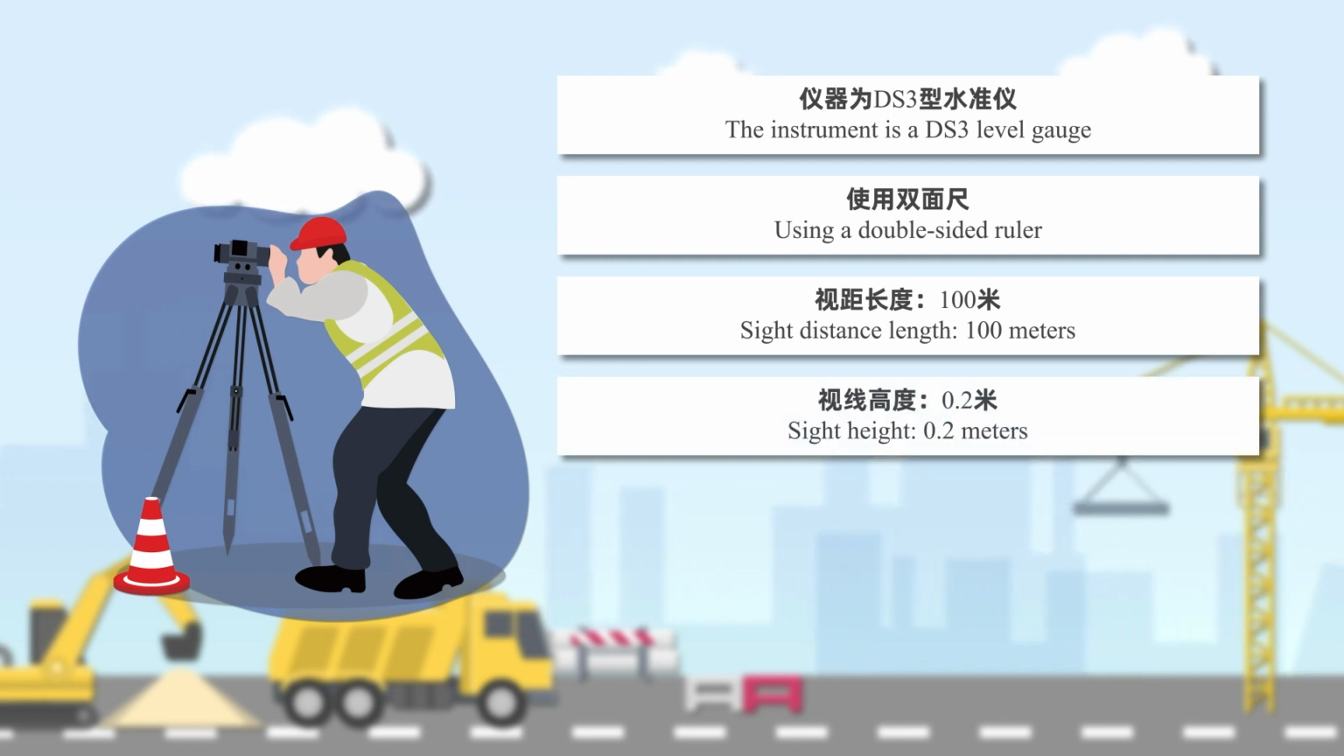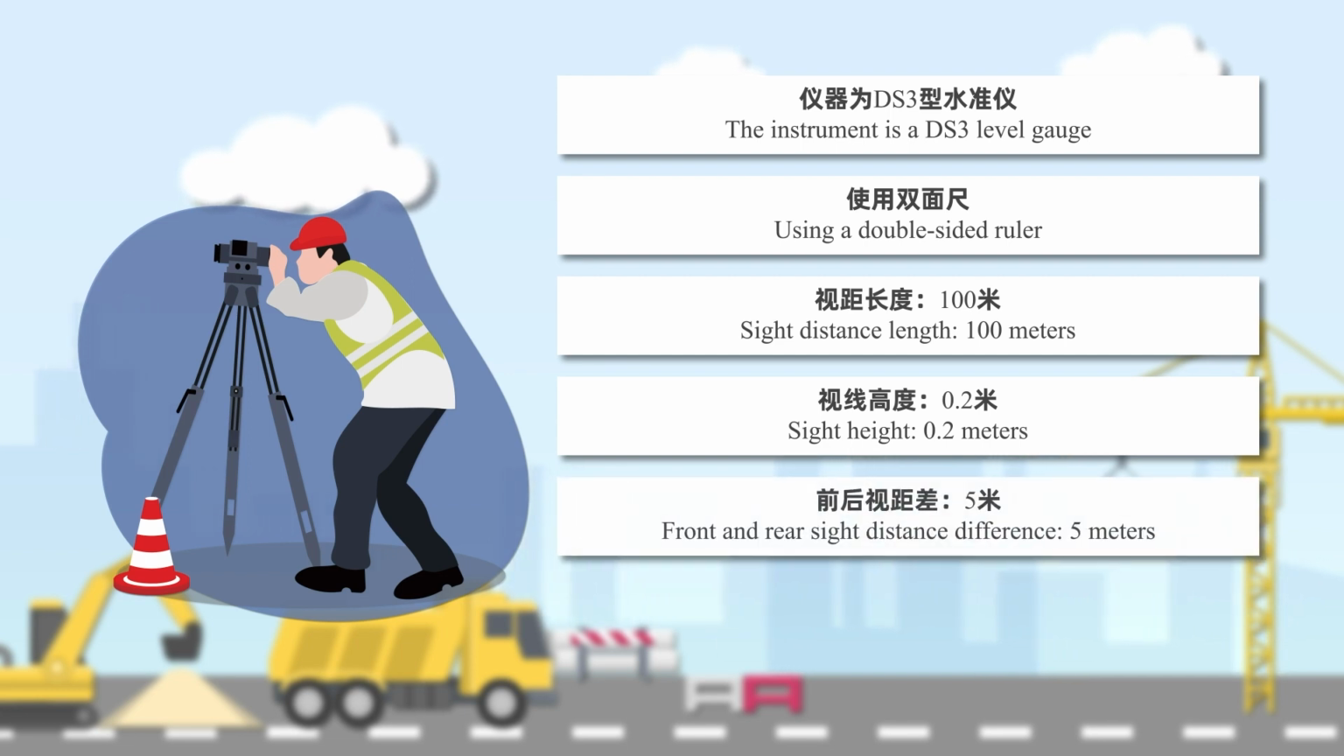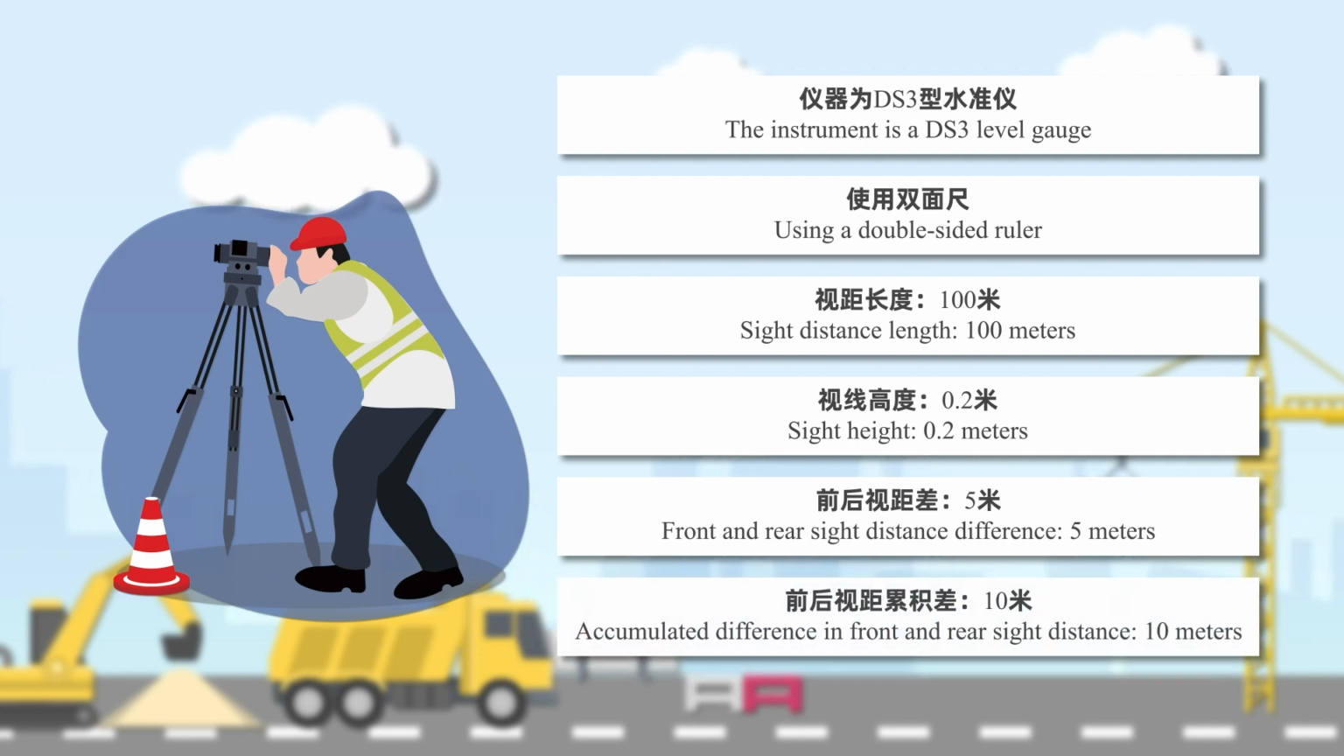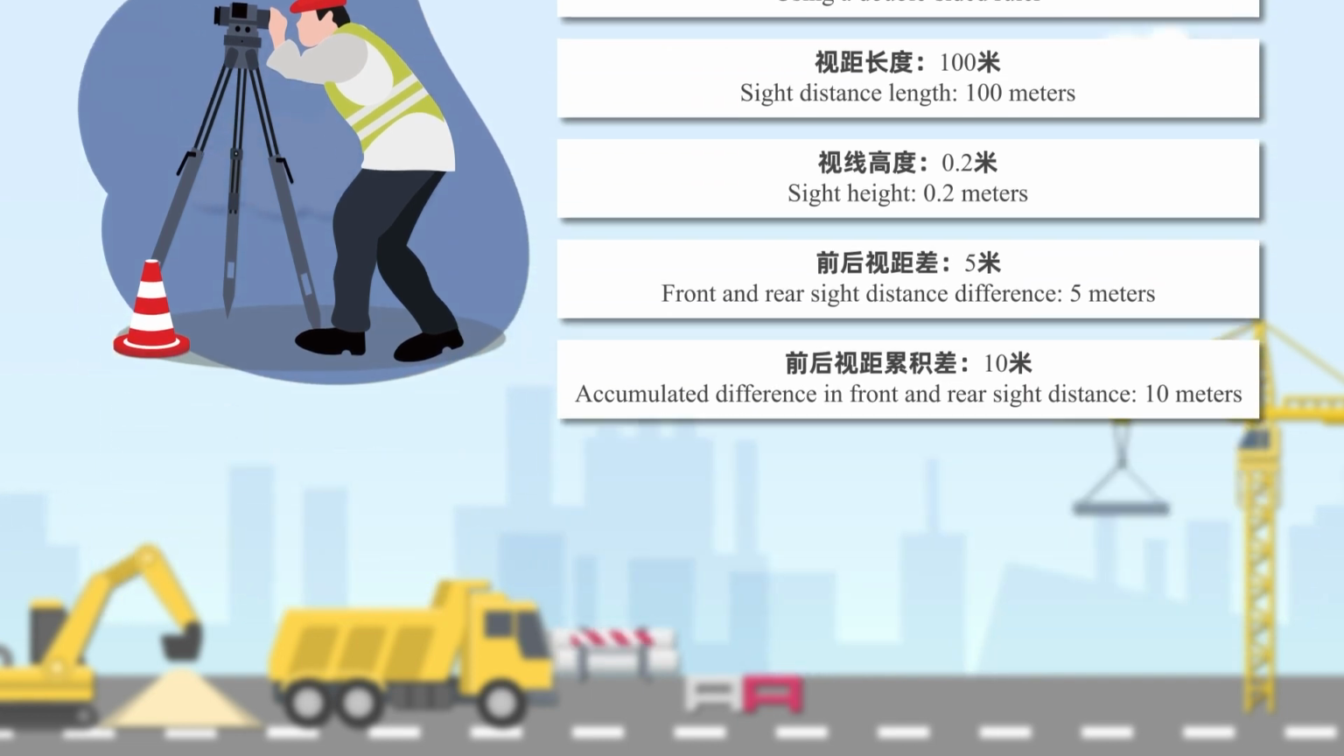4. Line of sight height, 0.2 meters. 5. Forward and backward sight distance difference, 5 meters. The rear sight distance minus the front sight distance shall not exceed 5 meters. 6. Accumulated sight distance difference, 10 meters. When conducting leveling route measurement, there will be sight distance difference at each station, so the cumulative difference of the whole route shall not exceed 10 meters.